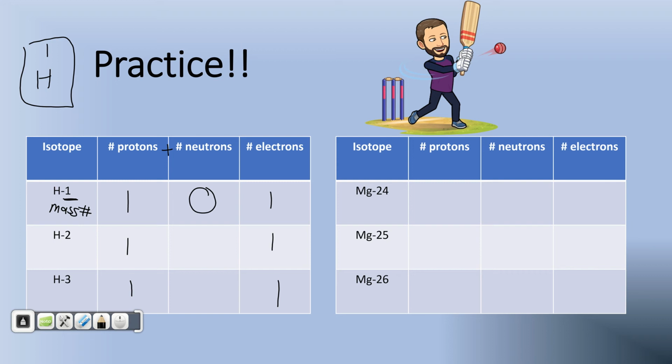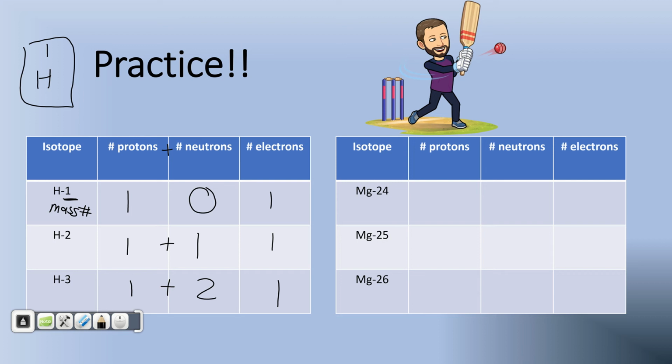Now hydrogen 2, it would be 1 plus 1 equals 2, so that one does have a neutron, and then 1 plus 2 is 3, so that one has 2 neutrons. So all those hydrogens have the same number of protons, but a different number of neutrons.